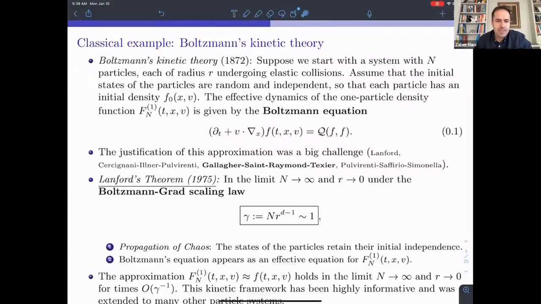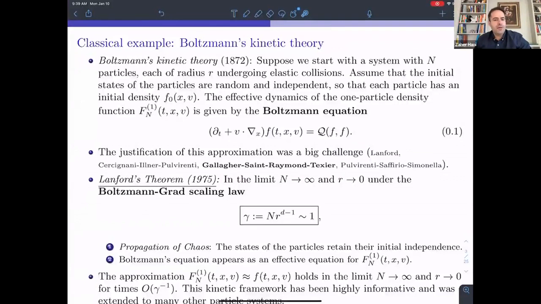So Hilbert's sixth problem is the justification of this approximation of the particle dynamics with this kinetic dynamics over here. This was a big challenge, and the biggest breakthrough came by Lanford in 1975, and this was extended, and details were filled in and culminated in this work of Gallagher, Saint-Raymond, and Texier on the subject, as far as I know.